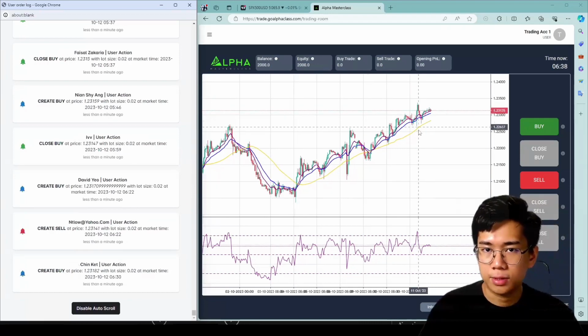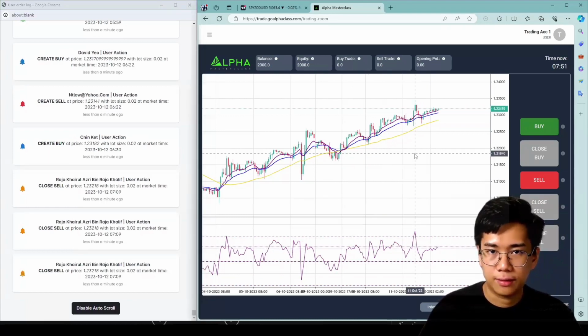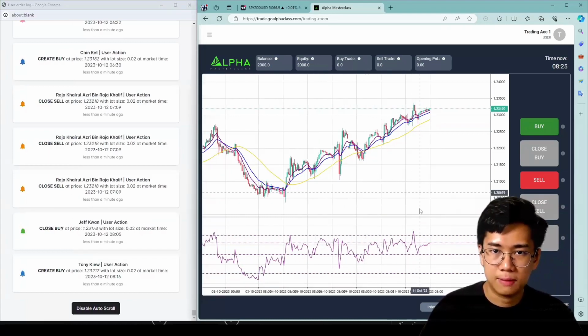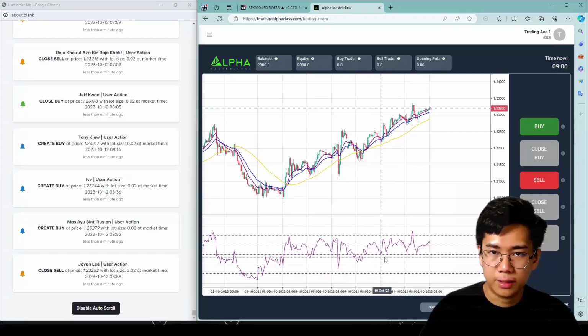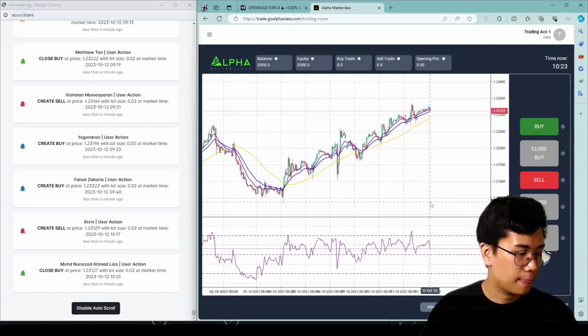RSI has reached 70 before, and has had a very strong upward movement. What do you think? Should we be buying or selling?